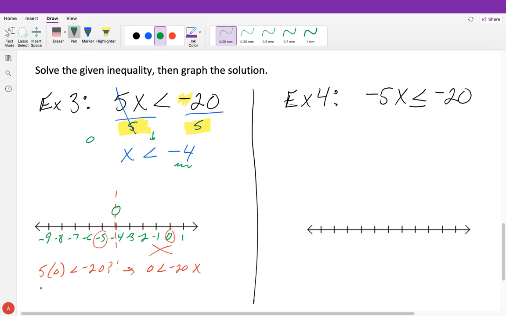All right, then I'm going to plug in 5 times negative 5. Is this less than negative 20? Well, 5 times negative 5 is negative 25, and that is less than negative 20. So we know that this side of the region does work. So my graph will go on this side, and that will be my graph.